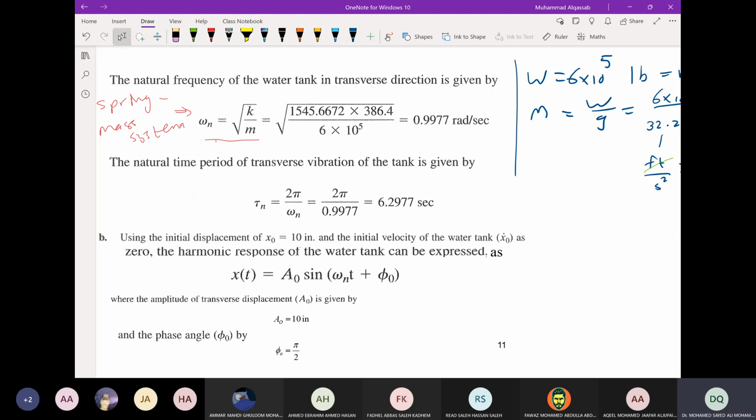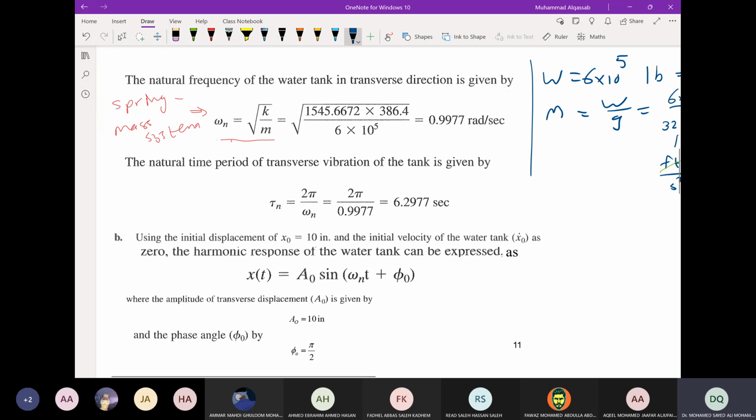The natural time period, this is also part of part A, is to find the natural frequency and the period of oscillation, which is 2 pi over omega n. Tau n equal to 2 pi over omega n, 2 pi over 0.9977 equal to 6.2977 seconds.